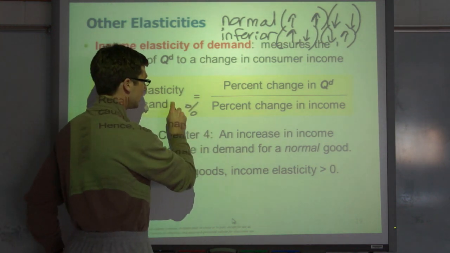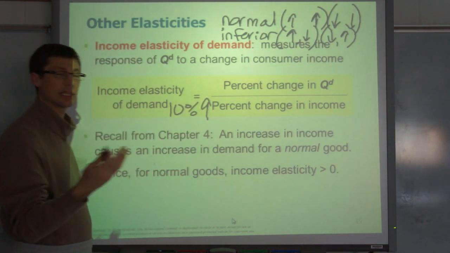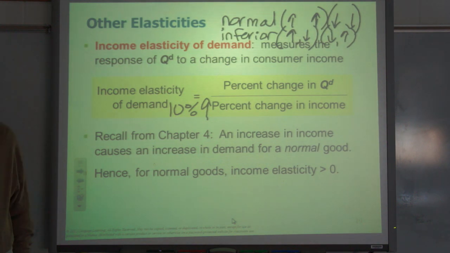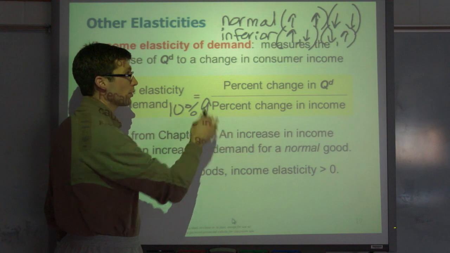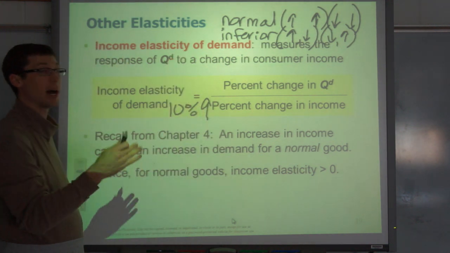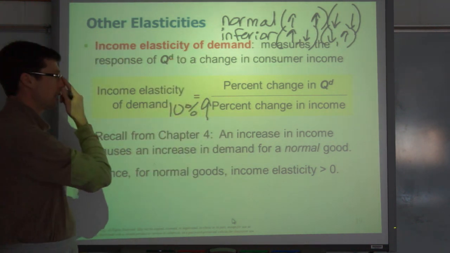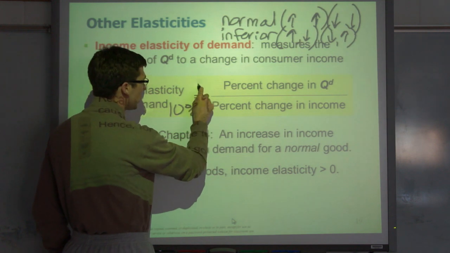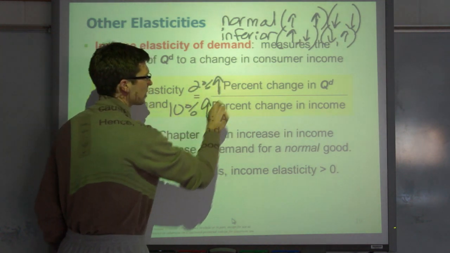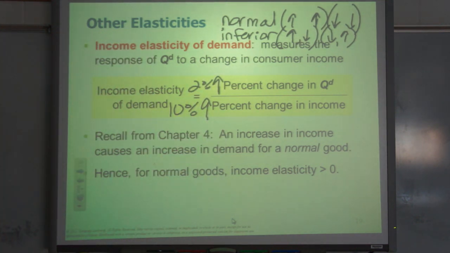We see a 10% increase in the income of all individuals. What will happen to the consumption of cars? Cars, for most people, are normal goods. They buy more when they have greater income. So you would see maybe a 2% increase in the quantity demanded for cars.